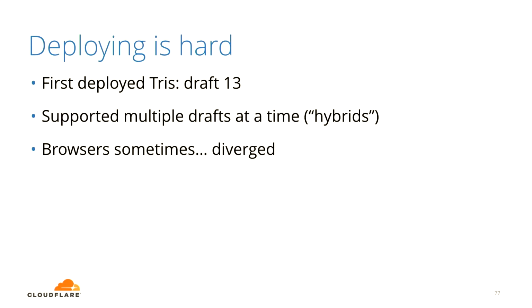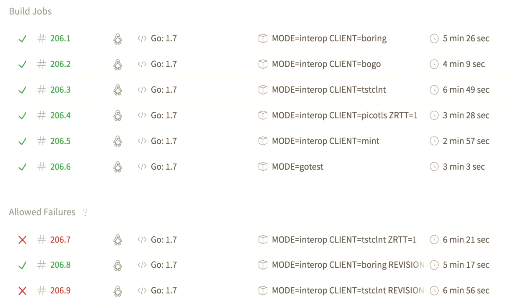Now, even if you use Go, deploying is hard. The first time we deployed Tris, the draft version number was 13. To actually support browsers going forward from there, we had to support multiple draft versions at the same time, by switching on obscure details sometimes, and sometimes had to support things that were definitely not even drafts, because browsers started to diverge. Anyway, we had a test matrix that would run all our commits against all the different versions of the client libraries, and that would make sure that we're always compatible with the browsers.